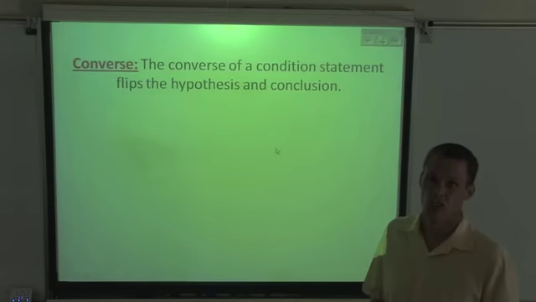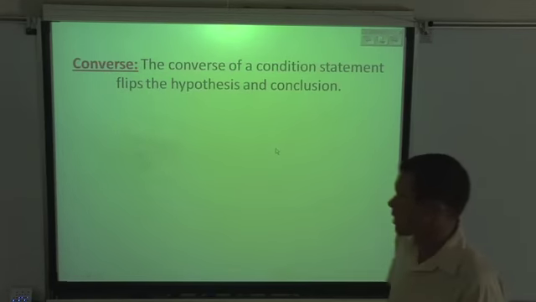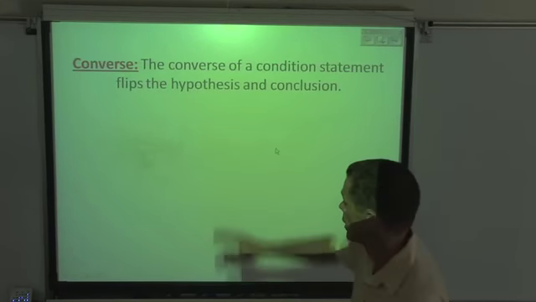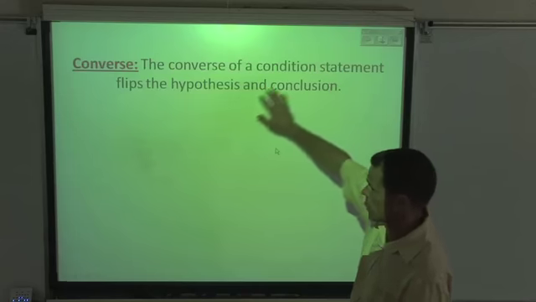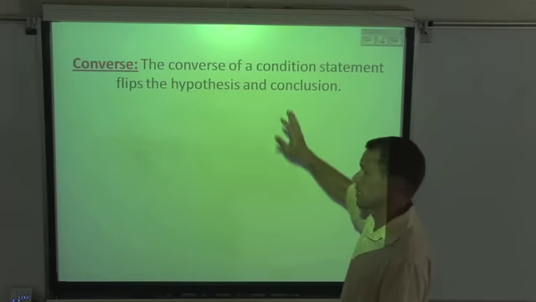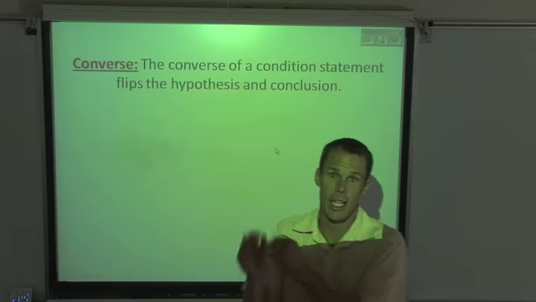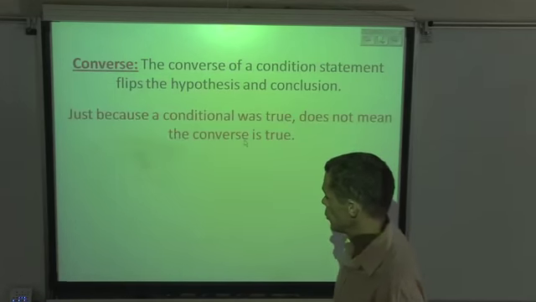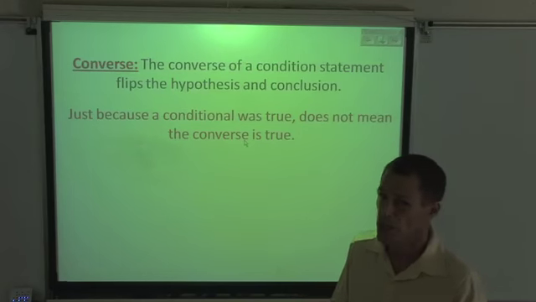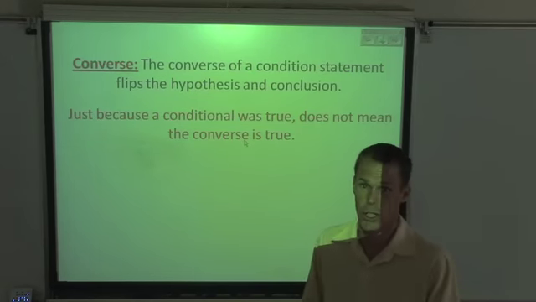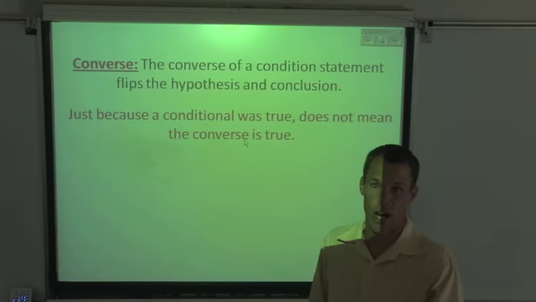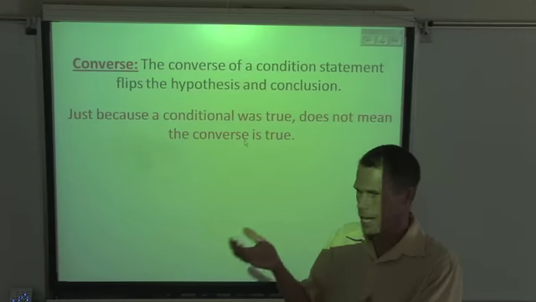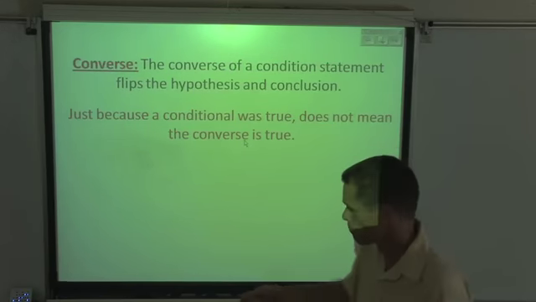So, this introduced us also to the converse of a conditional statement. The converse does not exist on its own. You must have a conditional statement first. Then, the converse of a conditional statement flips the hypothesis and the conclusion. The if becomes the then, and the then becomes the if. Just because a conditional statement was true doesn't mean the converse is true. We just saw this. If a figure is a square, it has four sides. True. If a figure has four sides, then it is a square. False.